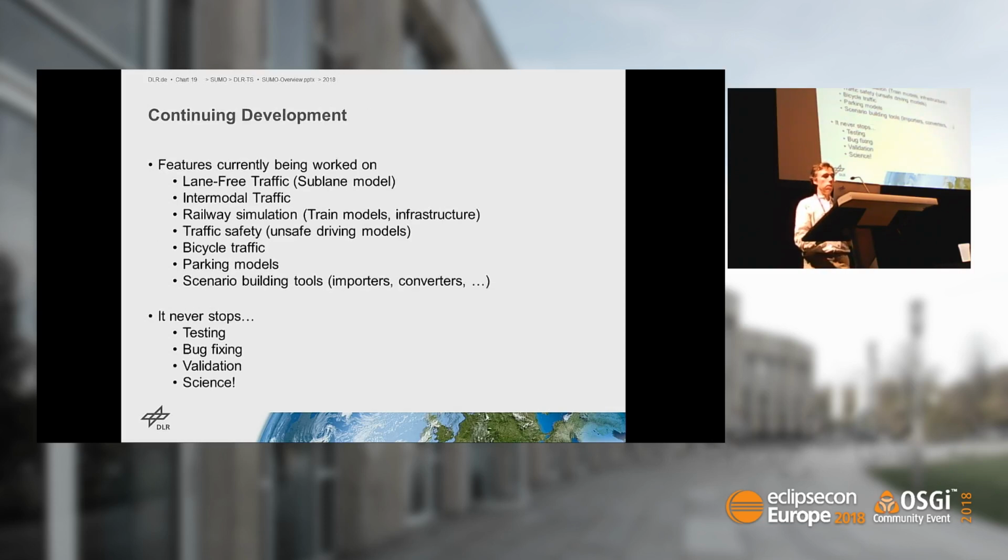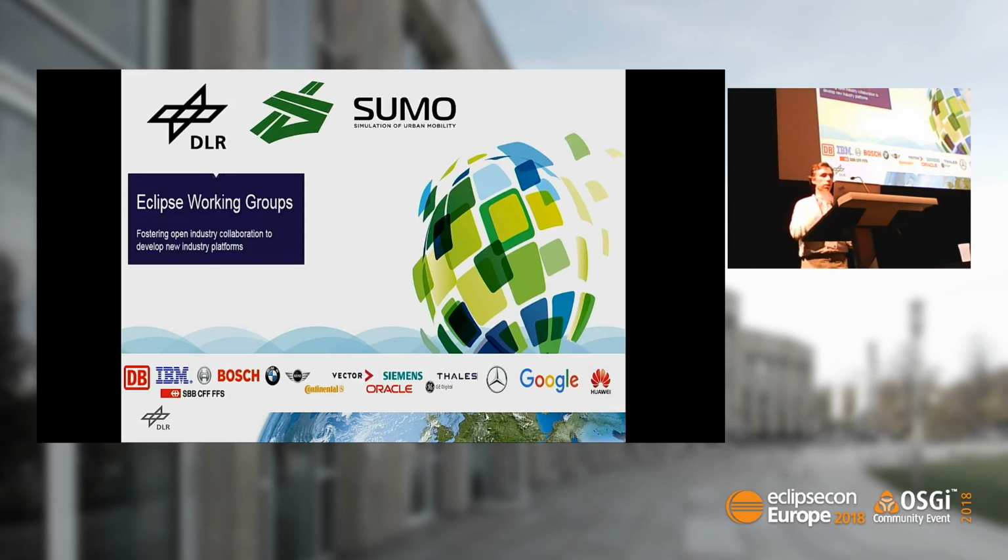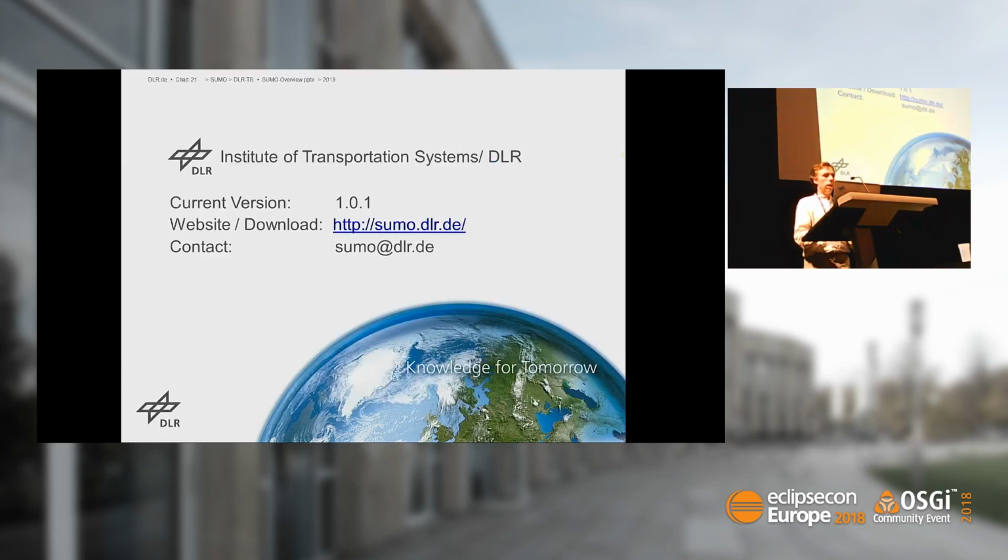Okay, there's more to come. We have lane-free traffic and intermodal traffic, so people changing from train to car to bike and back again, parking models, and of course it's always testing, bug fixing and improving. And there is the Open Mobility Working Group, which is starting at the beginning of next year, where we want to bring together at least some of the big names. We have all the Eclipse members who are somehow in working groups, so those won't all be in the Open Mobility Working Group, but it will be a new way of incorporating all of you and all of industry as well as developers to work together on the future of this project. Okay, we had 1.0 one month ago and did 1.0.1 one week later.